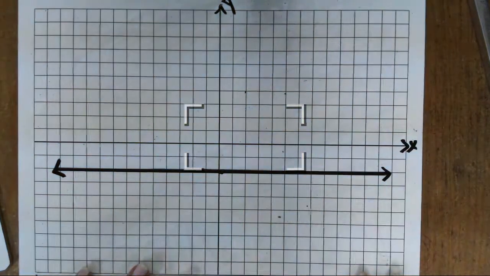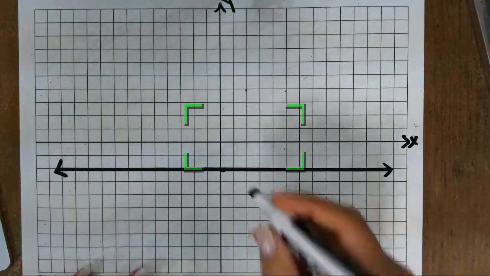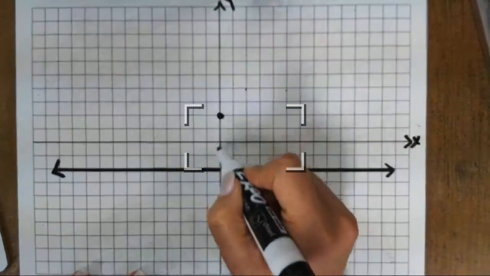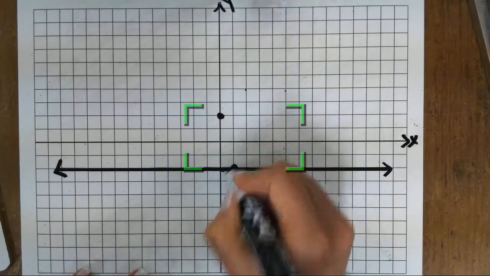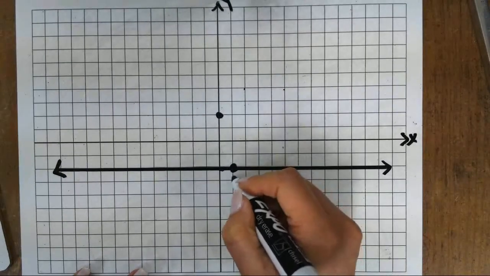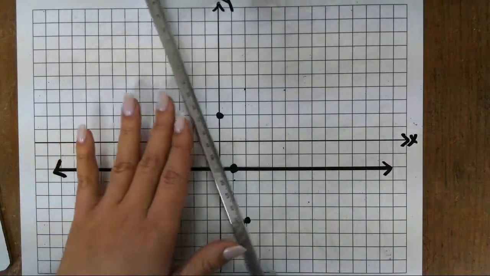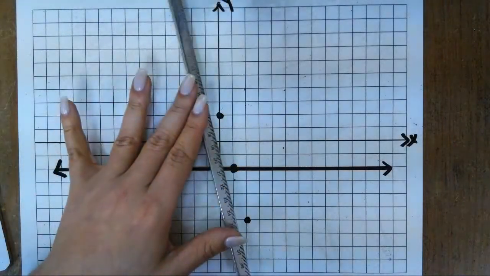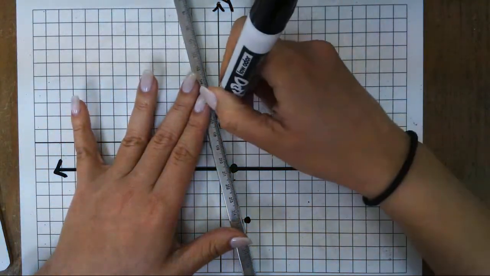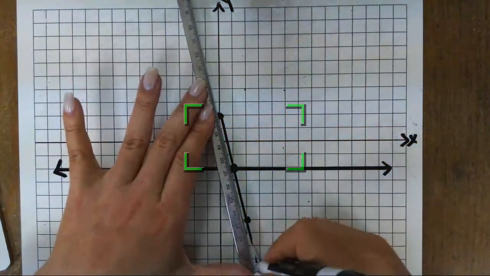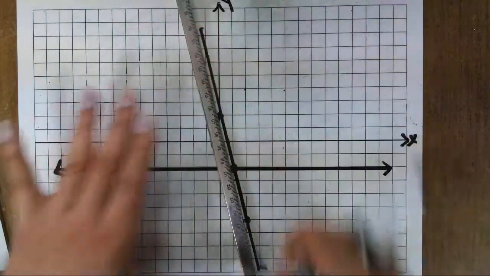My second line had a y-intercept of +2 and a slope of -4. So I'm going to come down 4 and to the right 1. Down 4, to the right 1. So this is my line here. Again, this one is going to be solid. So this is a solid line here.